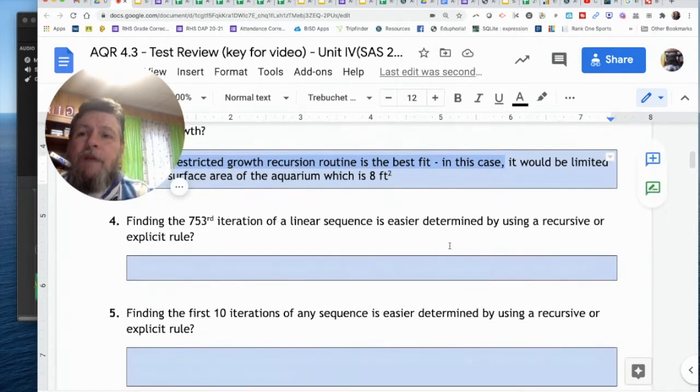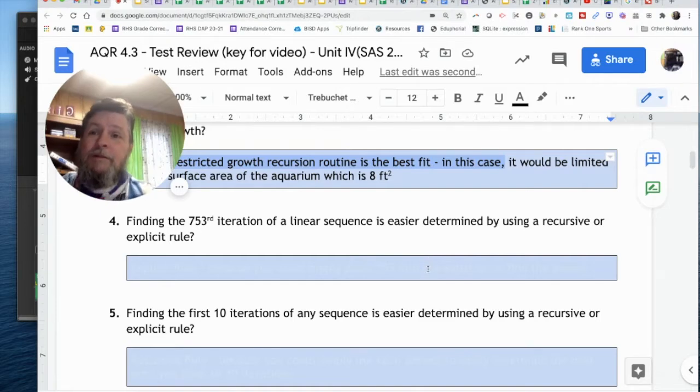All right. We're going to find the 753rd iteration of a linear sequence. Is it easier to determine by a recursive or an explicit rule? Okay, if we're going to do 753 iterations using recursion, we have to start at 0 and do 753 computations. I think that's kind of redundant.